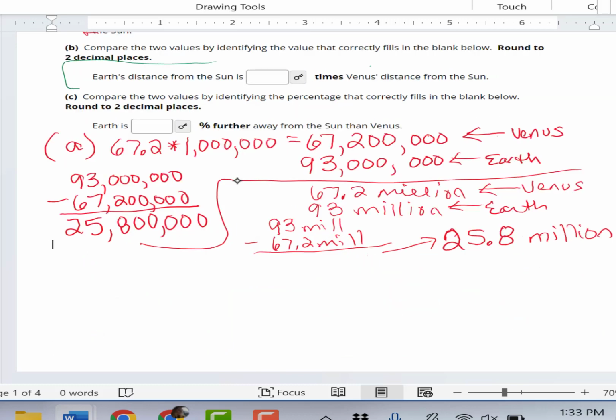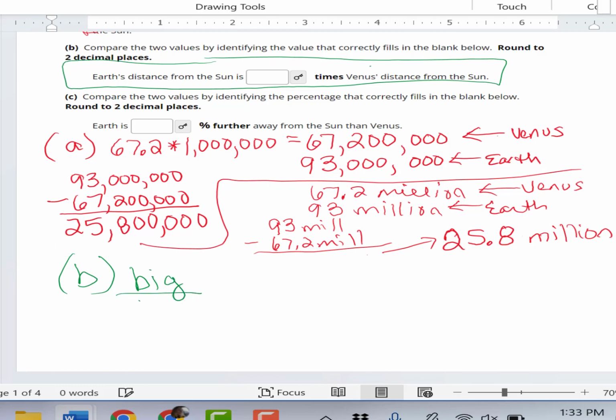Part B says, let's fill in this sentence: Earth's distance from the Sun is blank times Venus's distance from the Sun. When you want to find out how many times the size a bigger number is than a smaller one, you take the big number divided by the small number. In this case, I will use the number word form, so I don't have to write out all those zeros, but you'll get the same answer either way. I'm going to take the 93, which is the big, divided by the 67.2, which is the small.